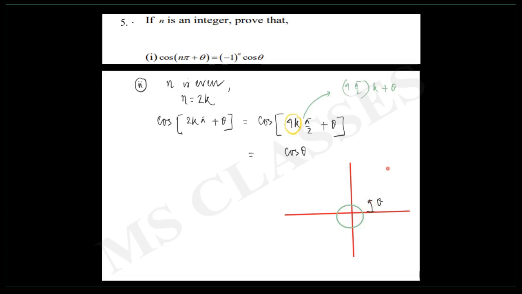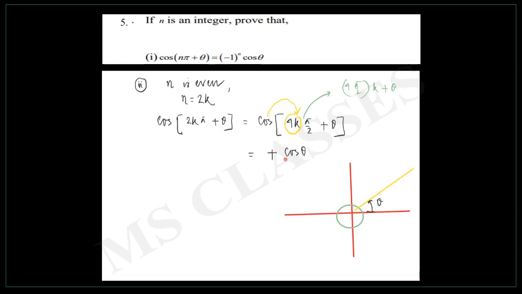Now plus theta means what? You have to understand, you're coming in the first quadrant. First quadrant positive or negative? So it is plus. So the technique is very simple. You put the value of n, one odd, one even, then you simplify. Here it is 2k pi plus theta, so 4k into pi by 2 plus theta. Now 4k means even number, so this will be positive. 4 into pi by 2 means one complete circle, k means k times, plus theta means you're coming back in the first quadrant. So this will be plus cos theta.